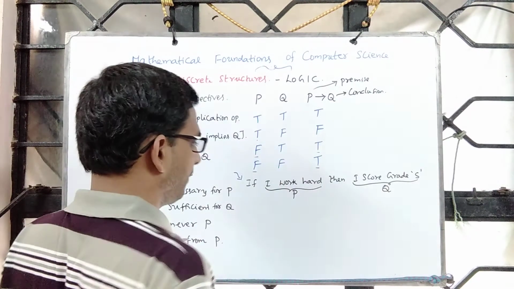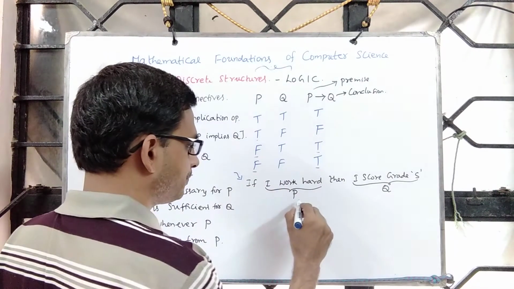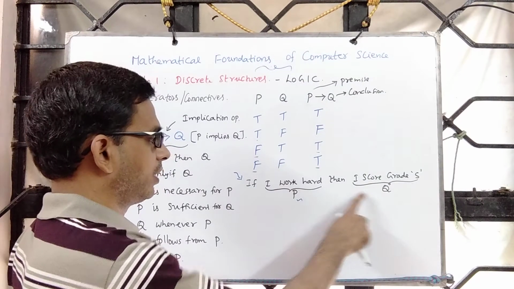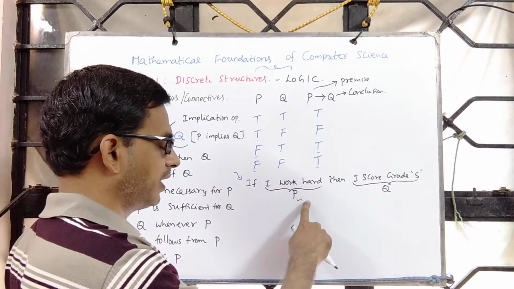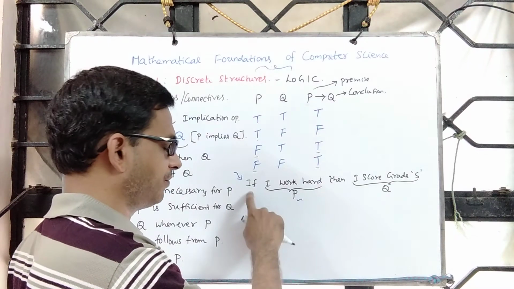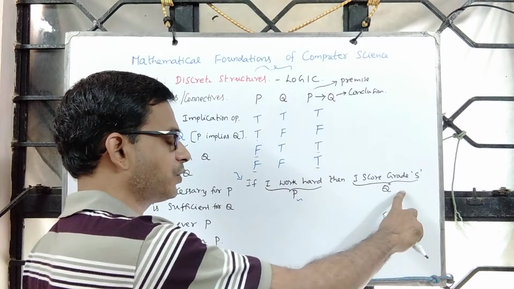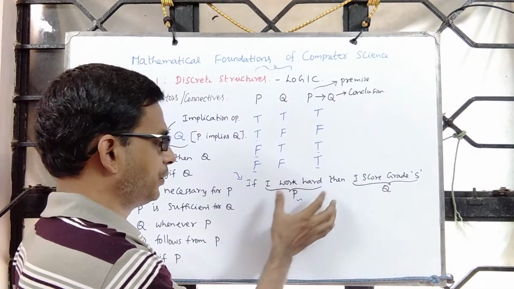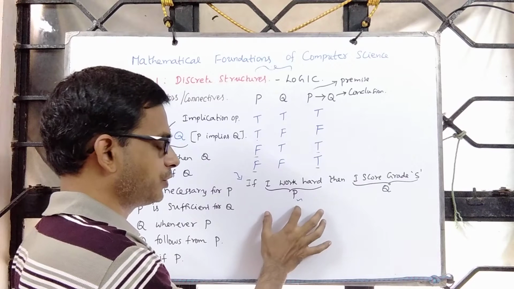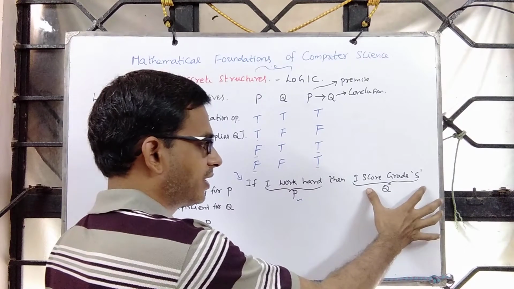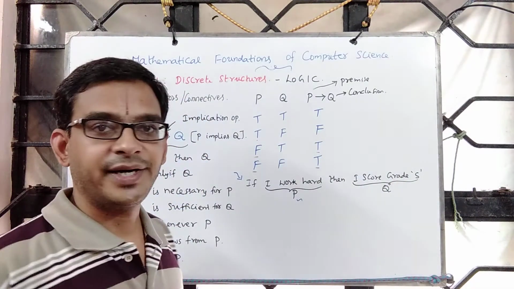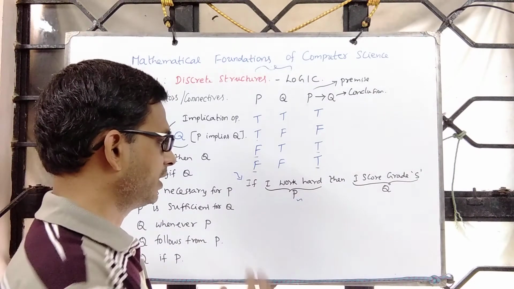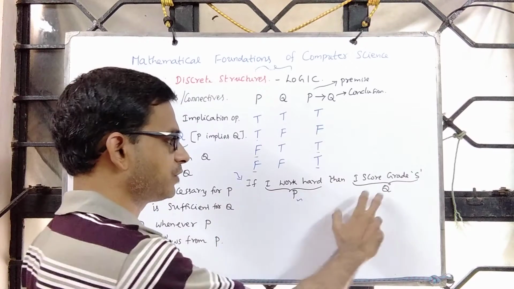Let's look at the next one. Now P is true, but Q is false. The statement says if I work hard, then I score grade S. Then the statement is not respected. You have worked hard, premise is true, but you are not awarded grade S, you are not scoring grade S in that course, which means so and so claim is false.